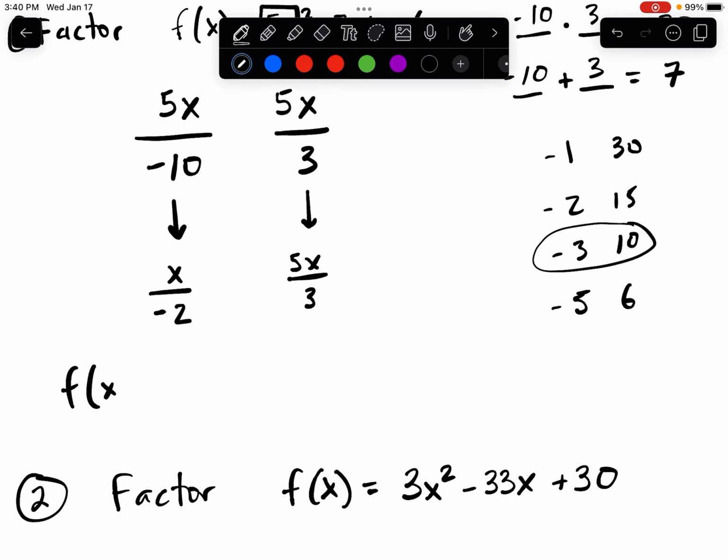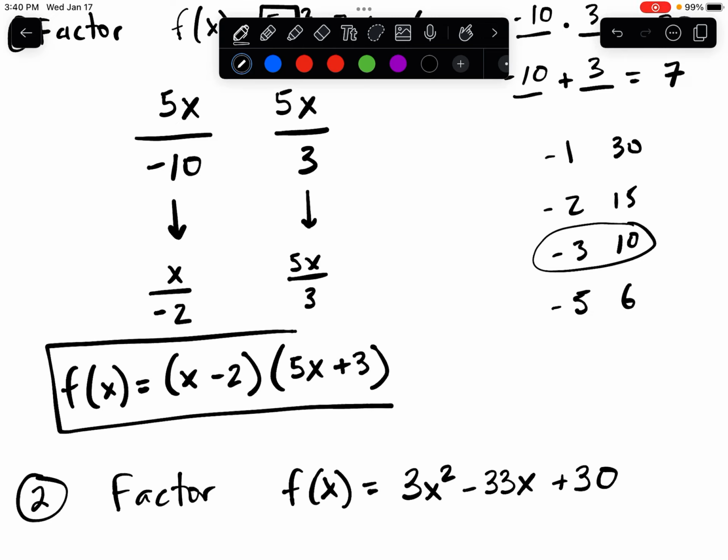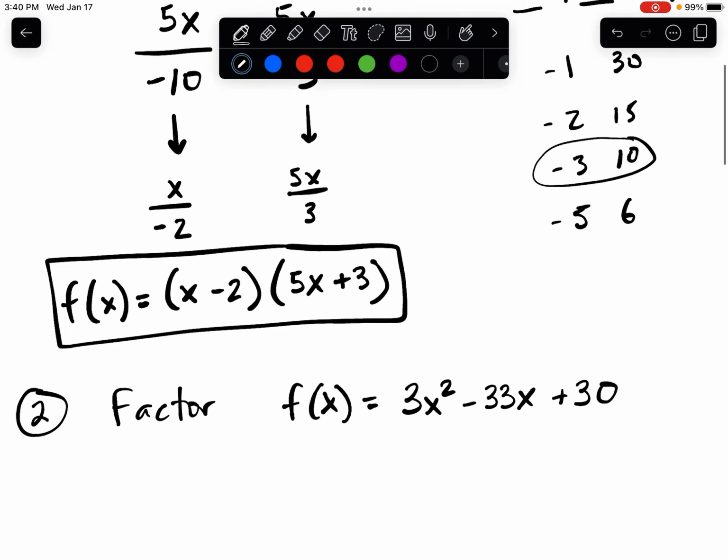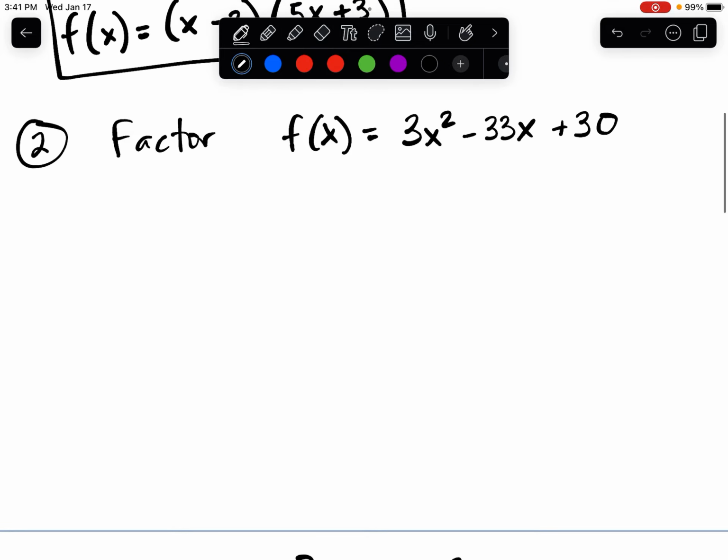And this actually turns into my answer. So f of x is going to be x minus 2, and then we have 5x plus 3. And that is actually your answer. Okay, so we have gone ahead and we have factored this, and that's it. Let's try it with this one.